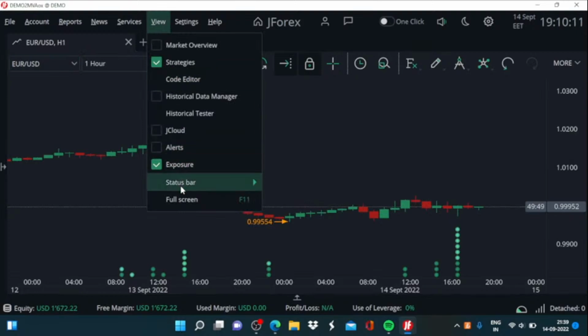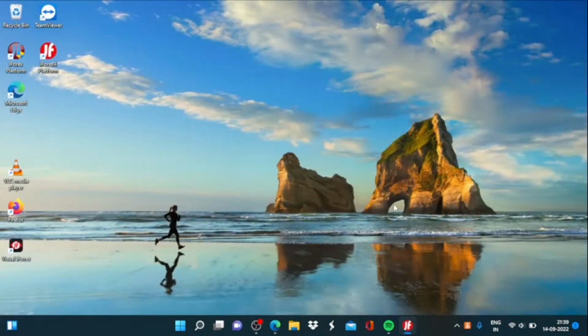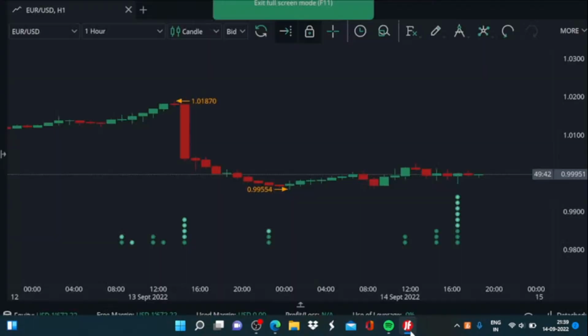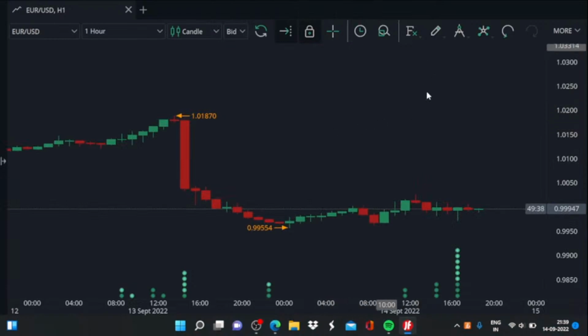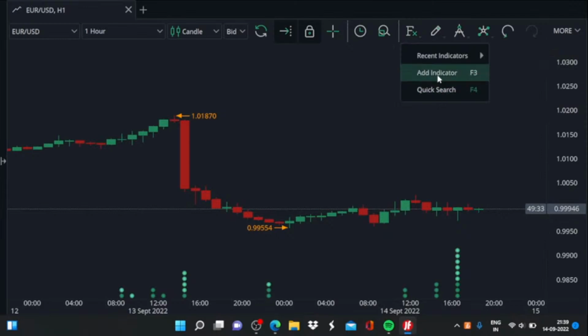I will change it to full screen. Alright, now we have the chart on the full screen, and here you will find this indicator listed amongst the momentum indicators.